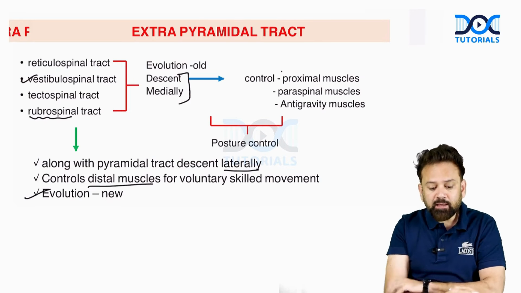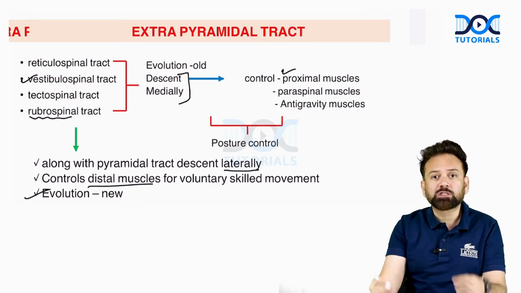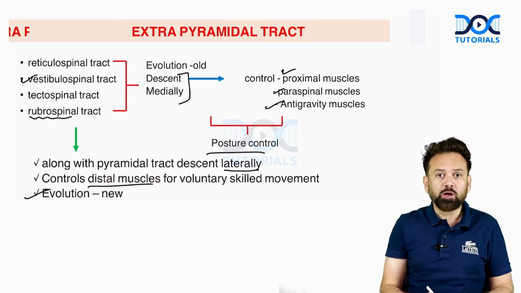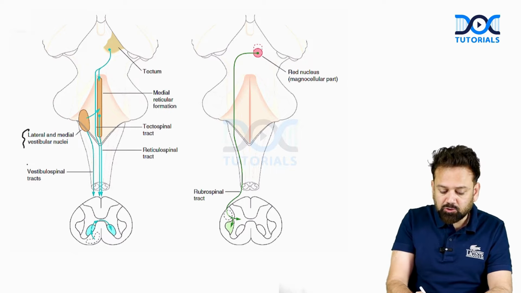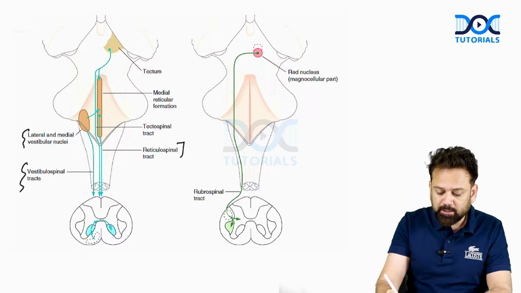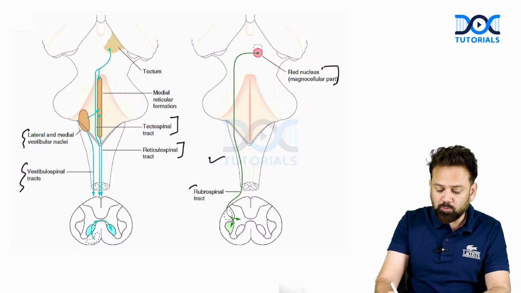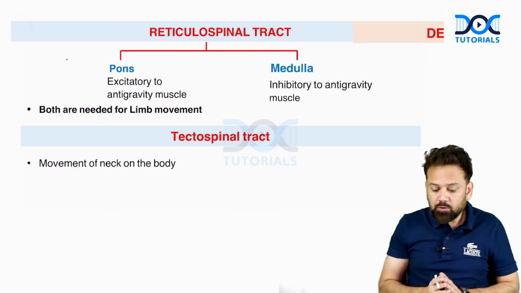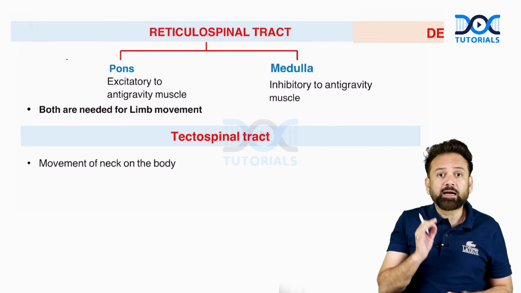So evolution is new. The rest all, reticulo, vestibulo, tecto, control proximal muscle, paraspinal muscle, and anti-gravity muscle for posture control. You can see here, if they come from vestibular nucleus, it is called vestibulospinal; reticulospinal; tectum, tectospinal. And red nucleus is crossing laterally, and it is called rubrospinal tract. If you see it, you will not forget. It is coming laterally.